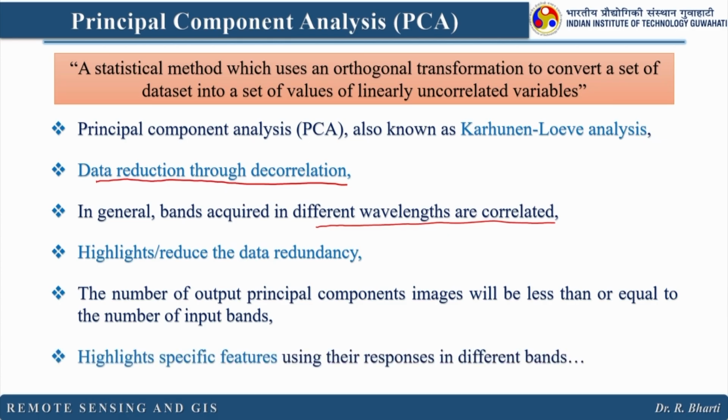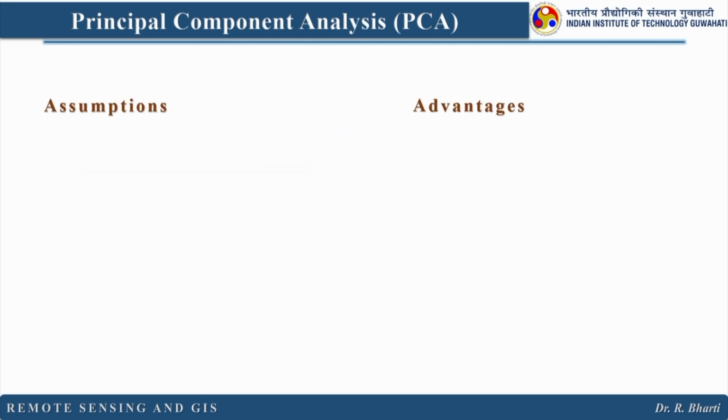It highlights a specific feature using its responses in different bands. That is the flexibility you have when you are applying this PCA. And how does it highlight? Because it will identify the similar information available in different bands, and then it will highlight those features. So what are the different assumptions and advantages with PCA?